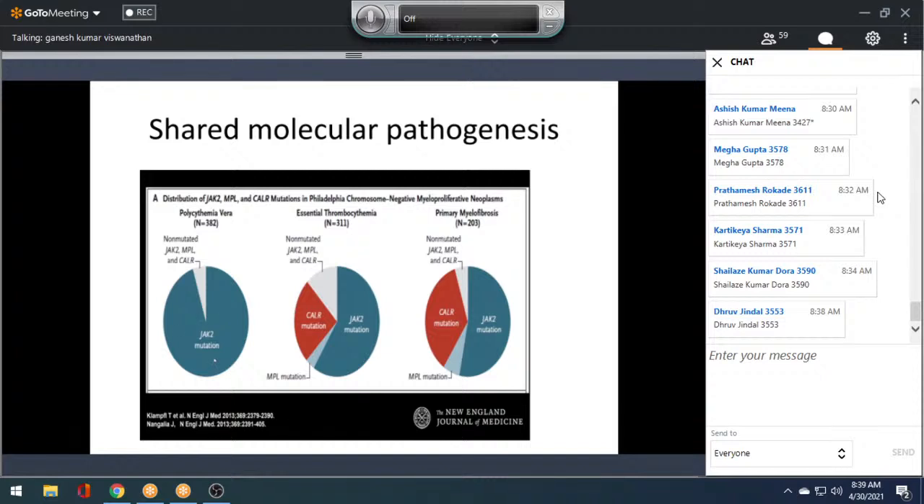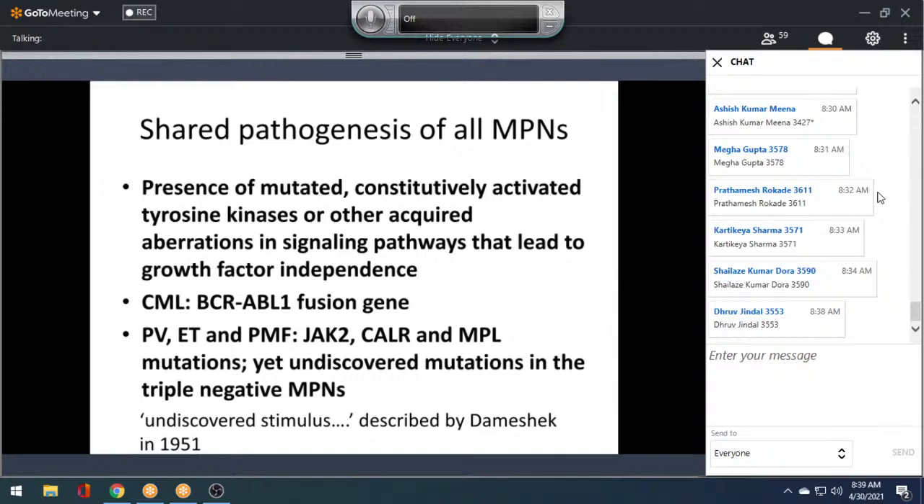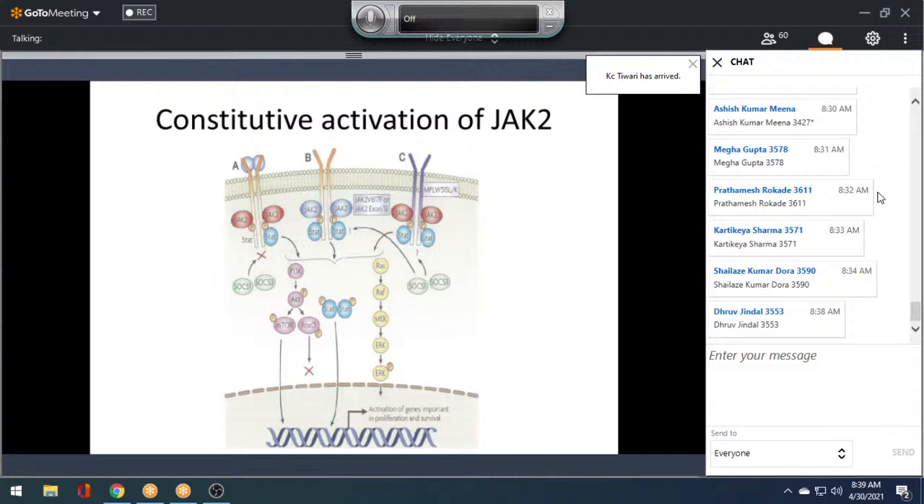The JAK2 mutation, a mutation in the JAK2 gene, is the most common mutation seen in this group of disorders. In addition, we have mutations in the MPL gene and the CALR gene. So what does this mutation do? The patient has a mutation in JAK2, so how does it affect? Normally JAK2 affects downstream pathways which lead to proliferation of different types of cells. These pathways include the RAS pathway and the PI3K, AKT pathway.